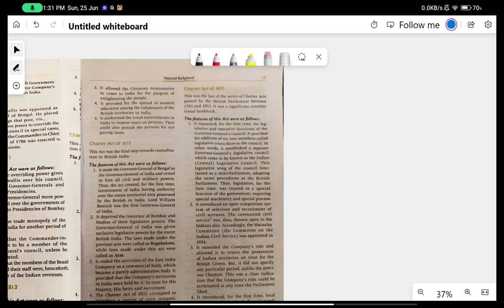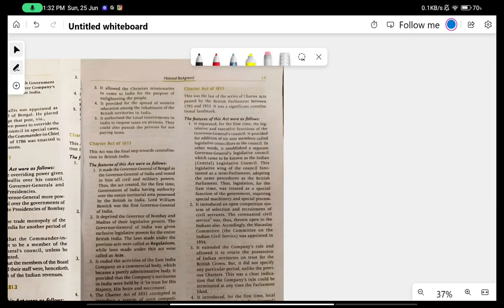First point, it separated for the very first time legislative and executive functions of the Governor General's Council. So before this, the Governor General had power over all the civil servants, and it was a form of legislative body also. But from now on, it said that you will only do legislative work, and executive work will be given to someone else. You can say that the Council of the Governor General was kind of civil servants who were also participating in making rules.